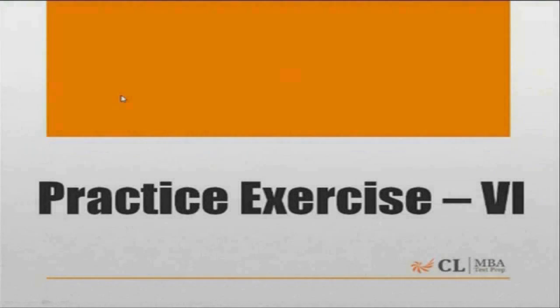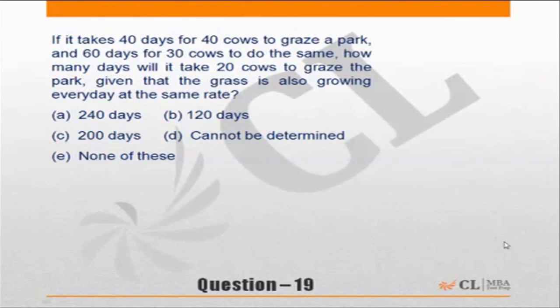This is exercise 6 of time, speed, distance. Question 19. If it takes 40 days for 40 cows to graze a park and 60 days for 30 cows to do the same, how many days will it take 20 cows to graze the park, given that the grass is growing every day at the same rate?